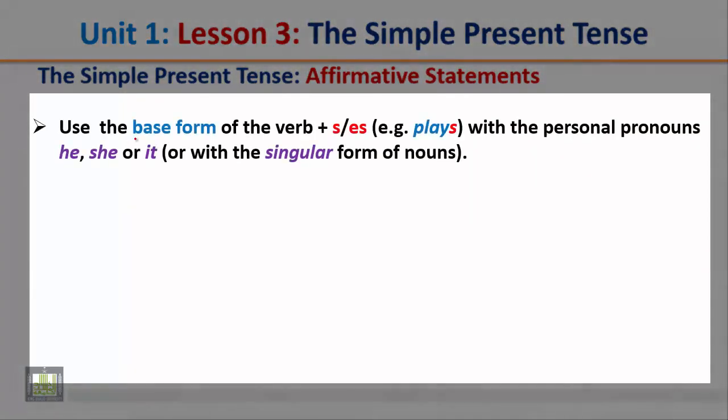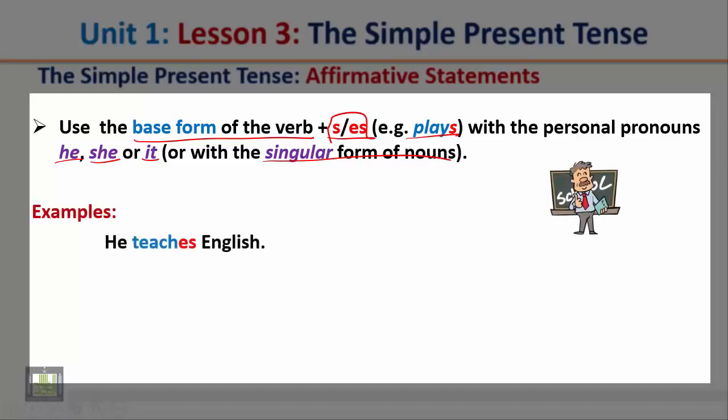Use the base form of the verb plus s or es, for example plays, with the personal pronouns he, she, it, or with the singular form of nouns. So when the subject is either he, she, or it, or a singular form of nouns, we need to add s or es to the verb. Examples.